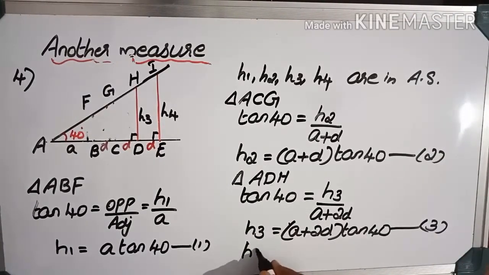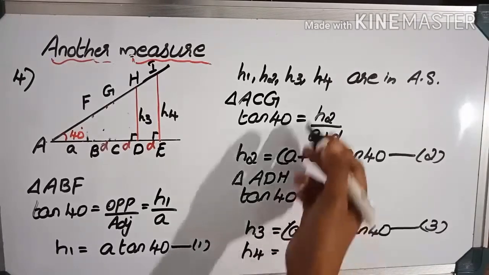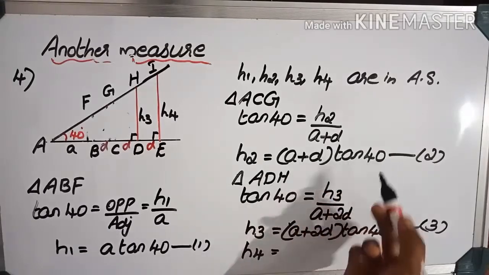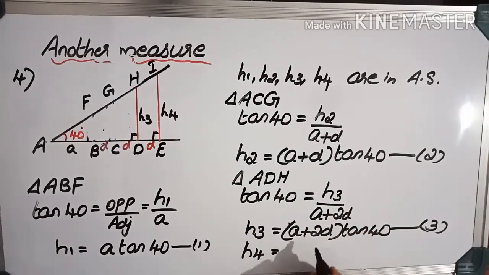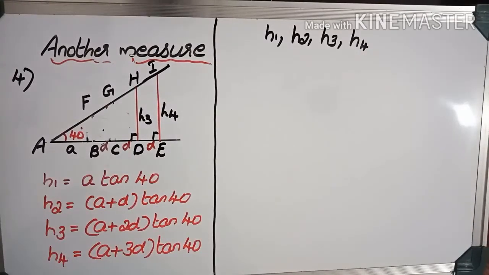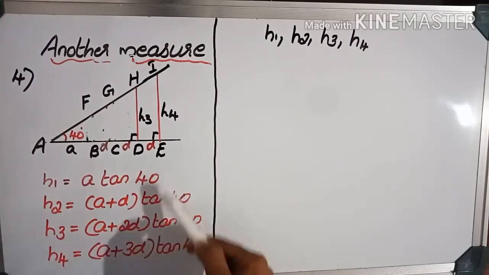Similarly, we can write h4. You can say it directly without writing all this: A tan 40, then A plus d tan 40, next A plus 2d tan 40, then next A plus 3d tan 40. This is the fourth equation. So we got all four measurements, h1, h2, h3, h4.